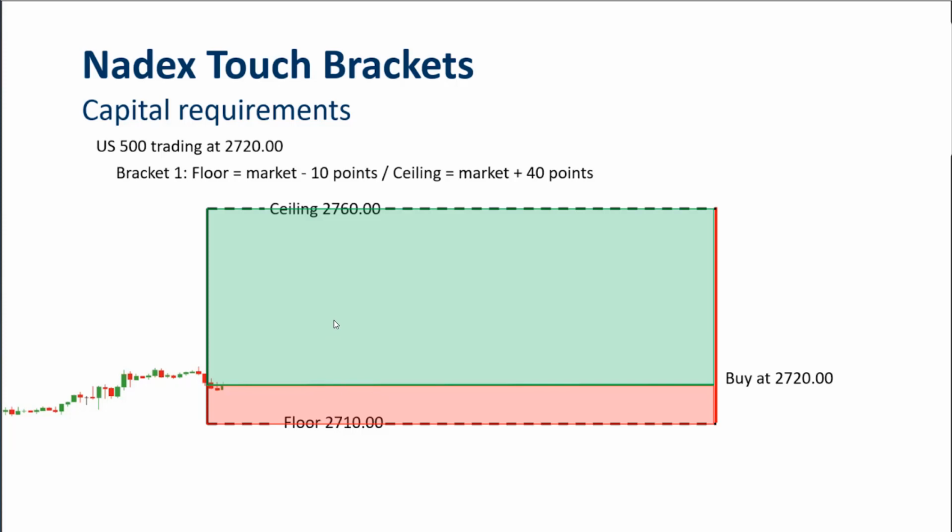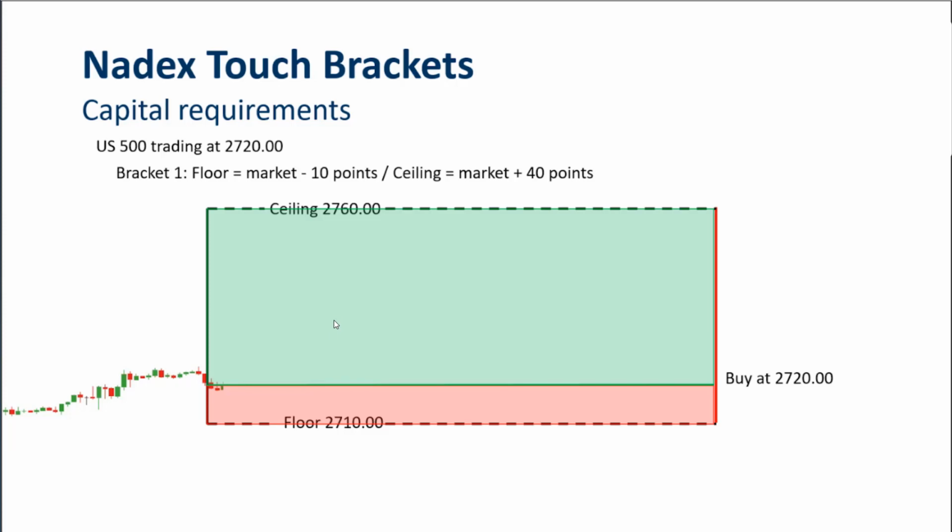So for futures, that range value would be $2,500, which is a lot of money. But if you're trading Nadex, it's going to be a $500 bracket total value. So that's $10 per point using the touch brackets versus $50 a point using futures. So it really just lowers the capital requirement to basically trade a smaller version of futures.